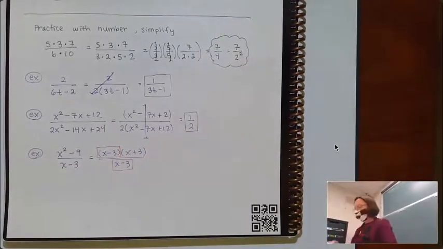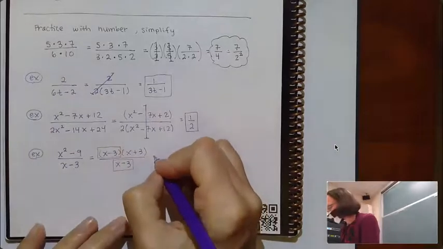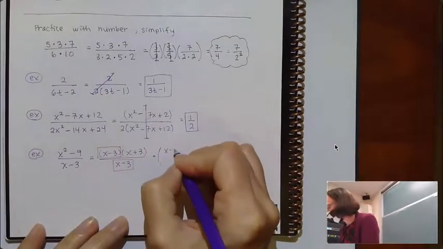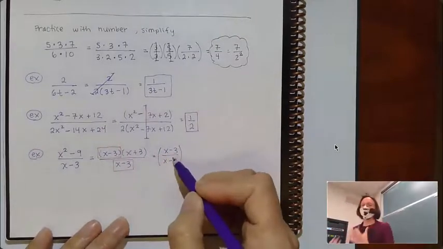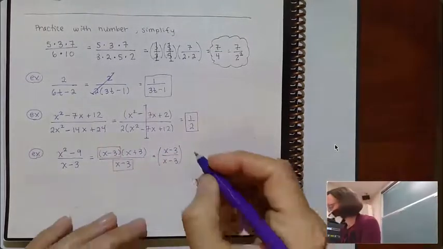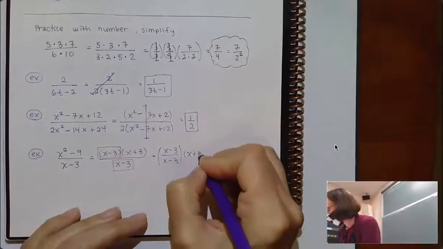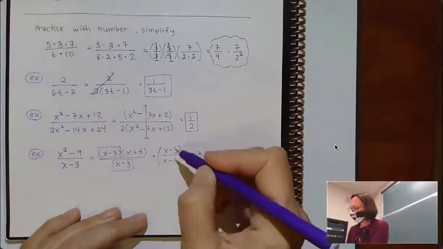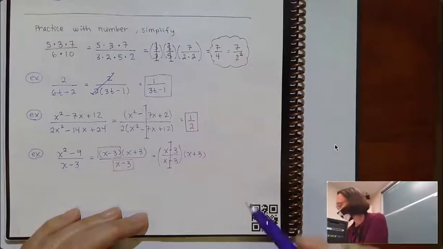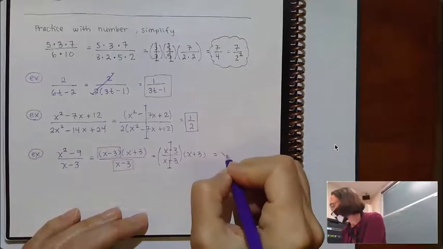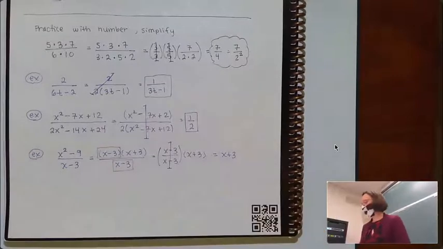If I regroup that, and sometimes it helps to actually write it as regrouping it so that you can very clearly see that you're multiplying by 1. But that x minus 3 over x minus 3, that's what's going to be equal to 1. And my final answer is going to be x plus 3.